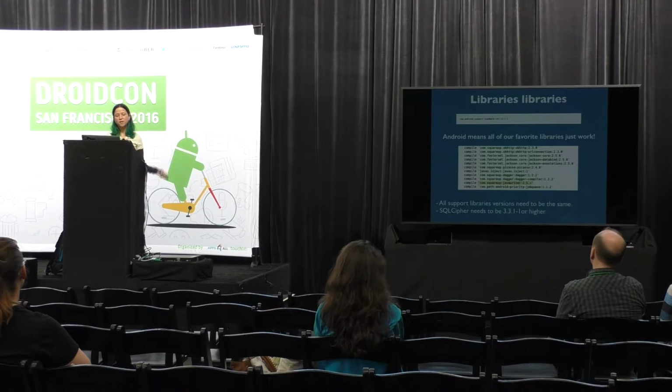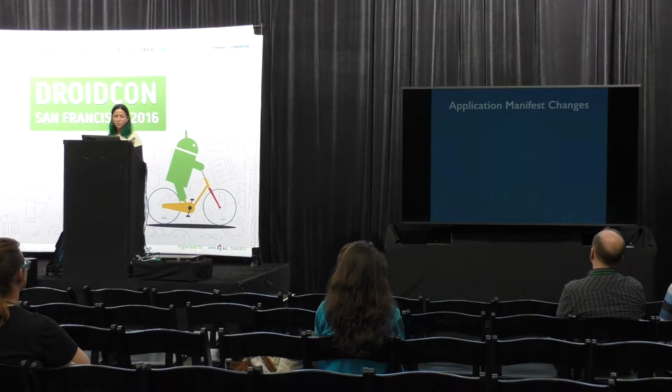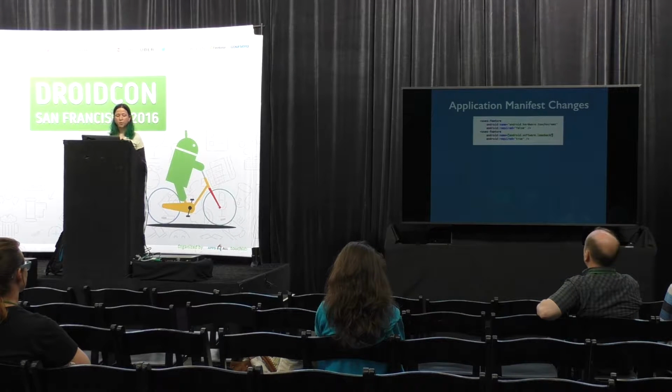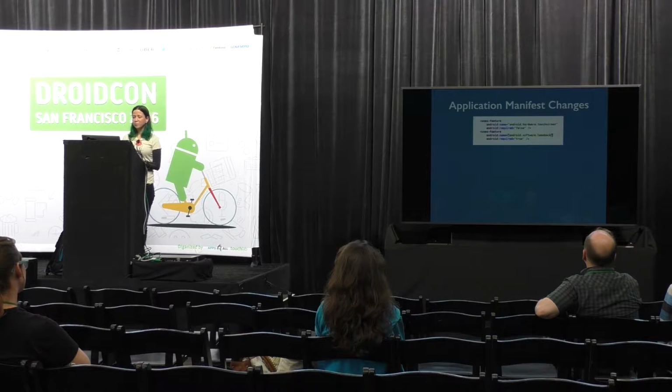The two caveats are that the support libraries all need to be the same version. And we were using SQLCipher, which has a bug on M if SQLCipher is lower than 3.3.1. So that's another thing to pay attention to. As for application manifest changes, it again was fairly straightforward. As for user features, it's about disabling the touchscreen because you can't touch the TV and enabling Leanback.